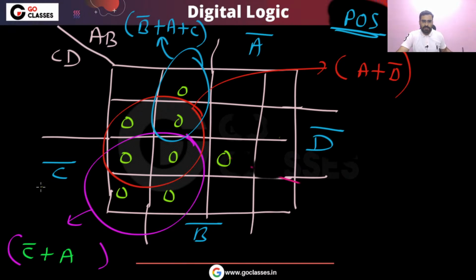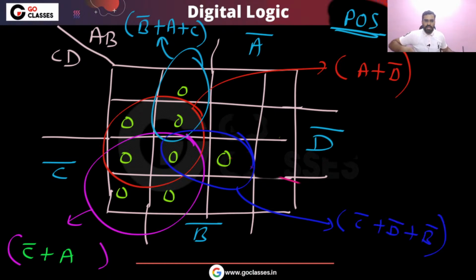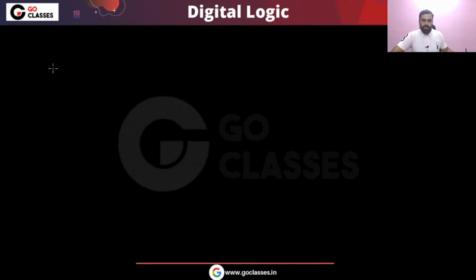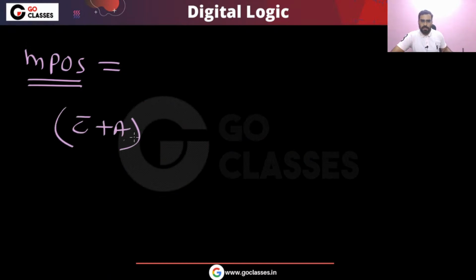And what is this one? So the last one, this one. So what that will be? That will be in the area of C bar or D bar or B bar. Okay, so finally your minimum expression, what you will get? You will get minimum POS, that will be C bar or A.